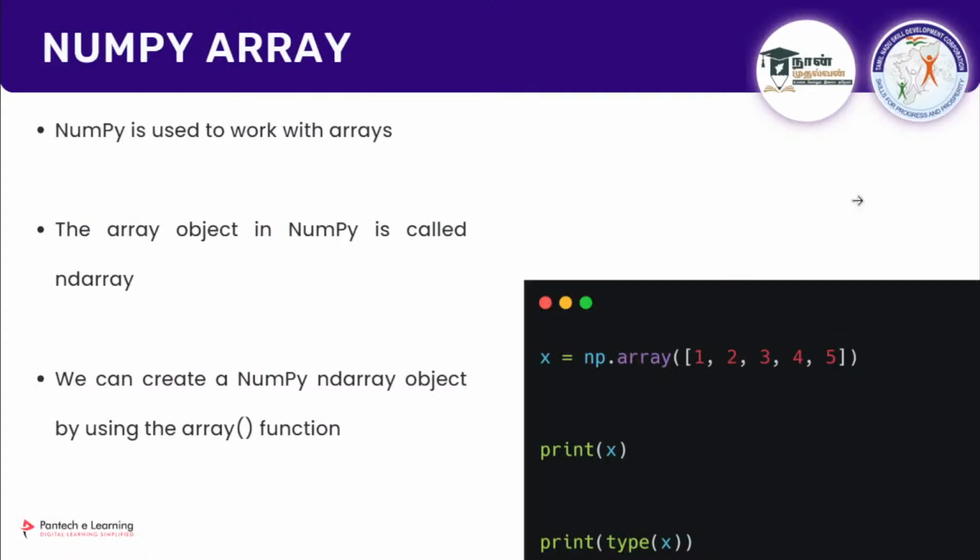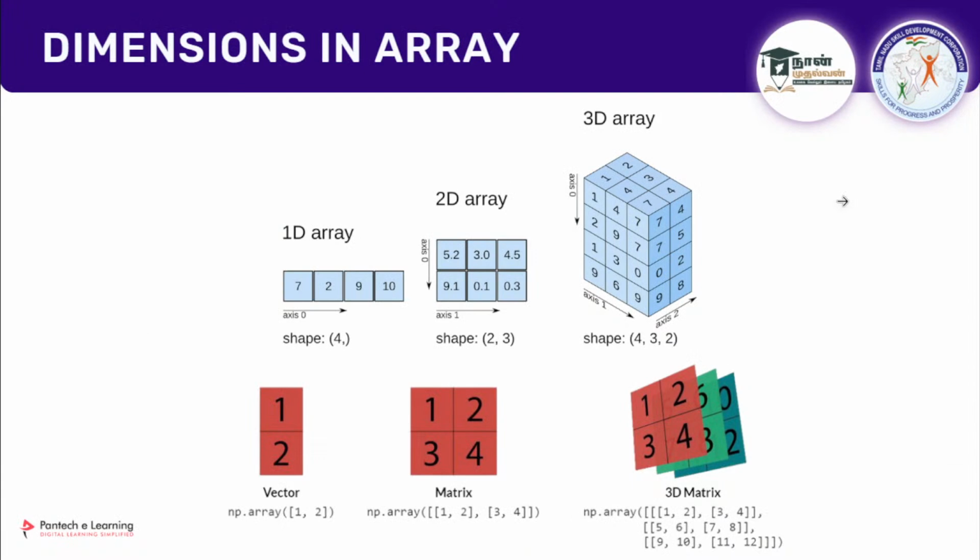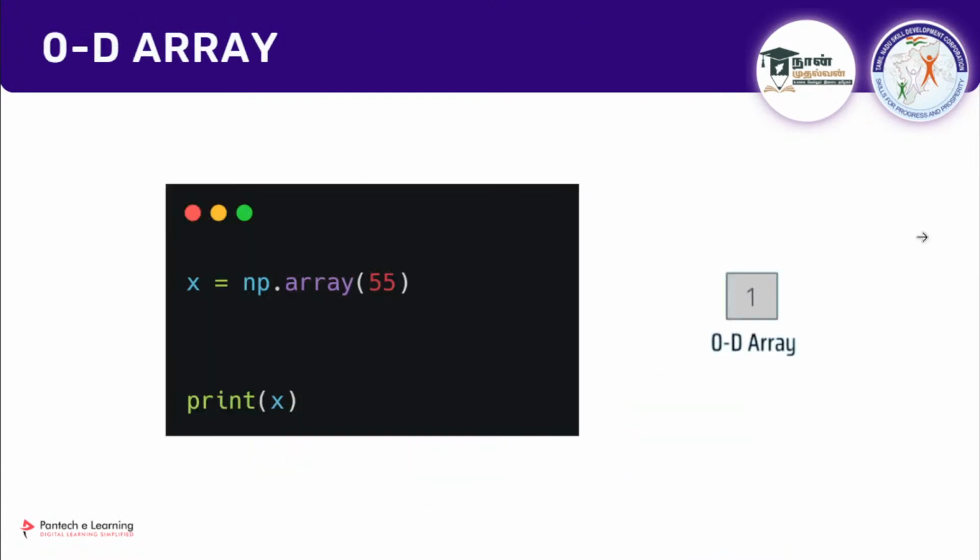And next, what are the dimensions present in an array? As I told you earlier, we are having 0D, 1D, 2D, 3D and multi-dimension. If it is a 0 dimension array, then you will be having only one element present inside. It is not a sequence, it is only one element. In that case, it is going to be a 0 dimension array.